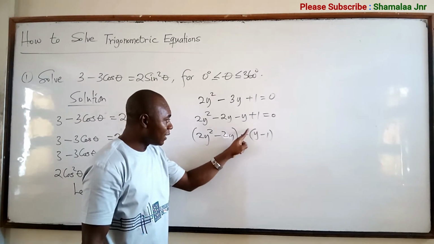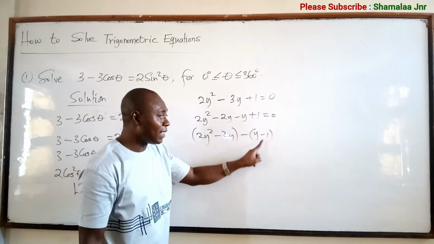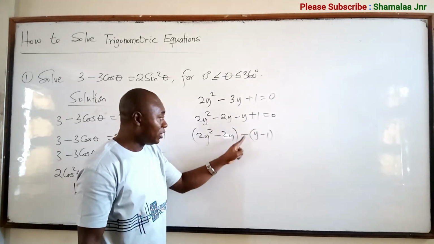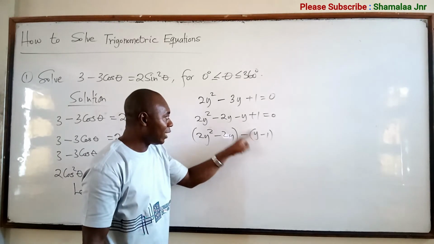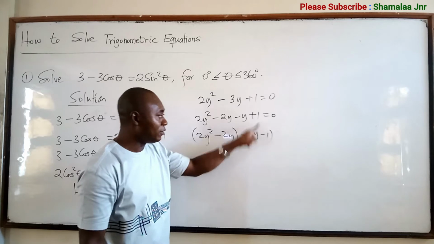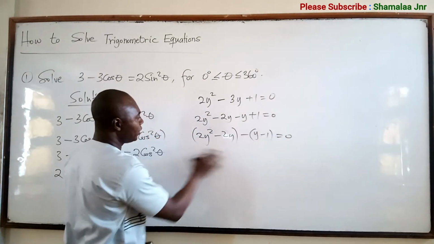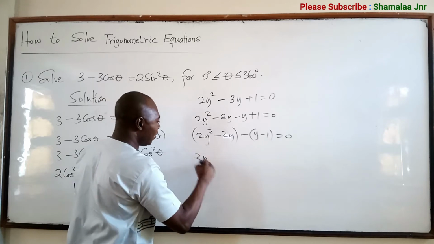And this one is like -1 times -1, +1. So if you make this one plus, it will be wrong. And when you expand, -1 times y, -y. -1 times -1, positive. So this one has to be negative. It's equal to 0.